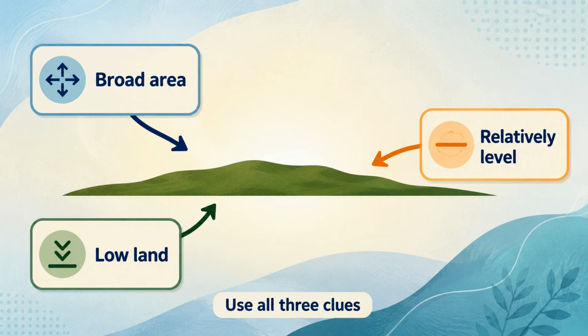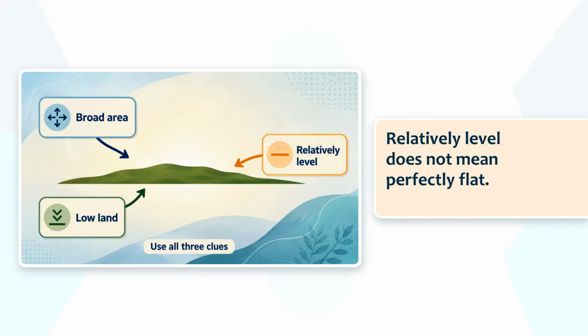Natural plains can have gentle unevenness. We identify them by combining broad extent, low elevation, and a relatively level surface rather than expecting perfect flatness. That makes the definition more realistic. Relatively level does not mean perfectly flat. Small rises and dips can still occur.